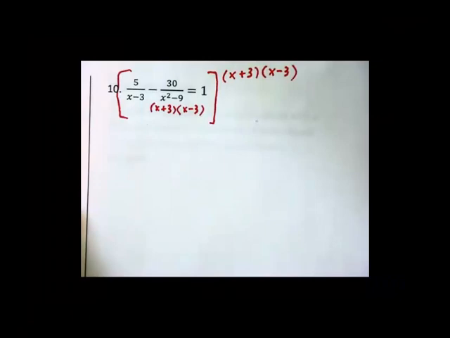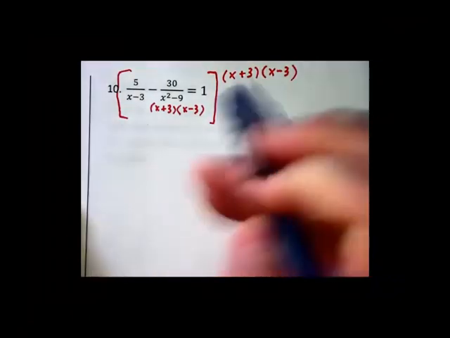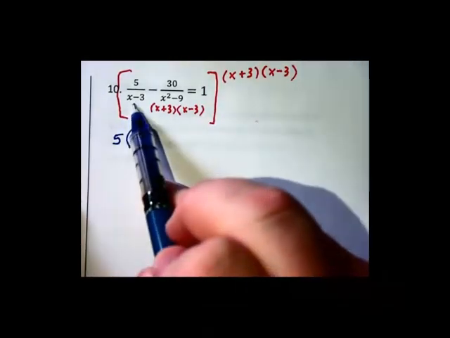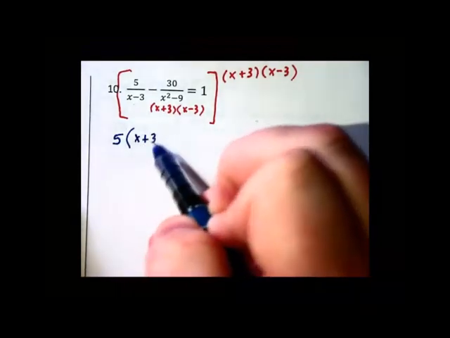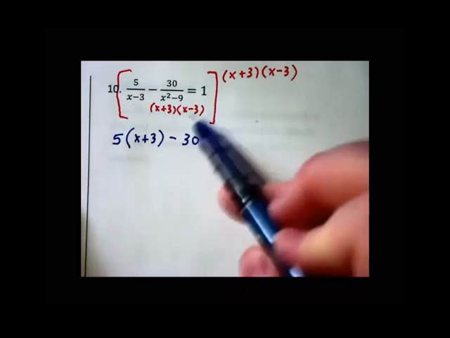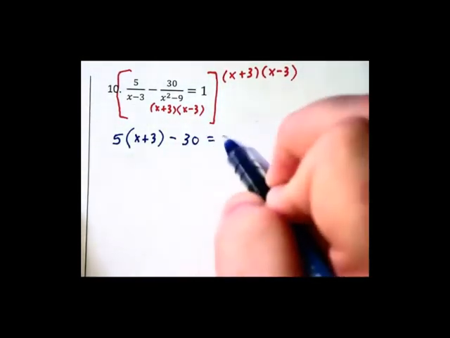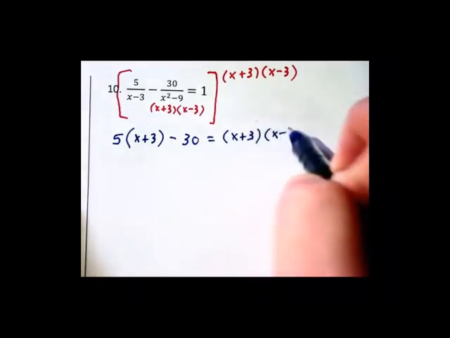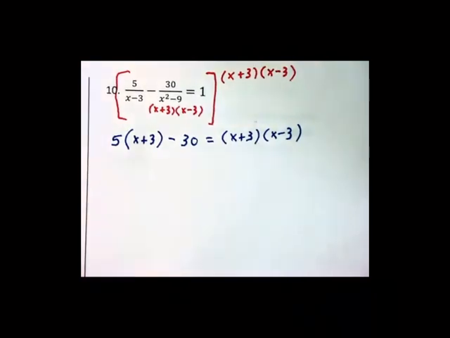So on the left side of the equation, distributing through, we're multiplying through by that on both sides. We're going to have 5 times, now the x minus 3's will cancel, leaving x plus 3, minus 30 times nothing, because all of this cancels out, equals 1 times this x plus 3 times x minus 3 on the right. Okay, so no more fractions. We've got something clean to work with now.